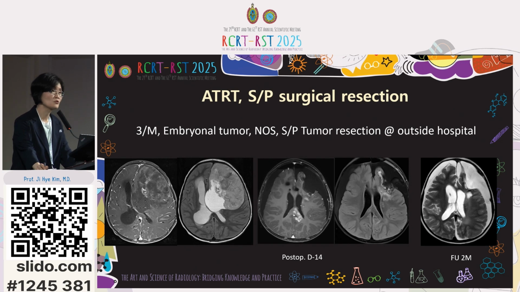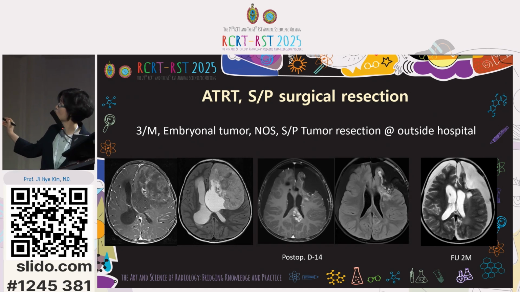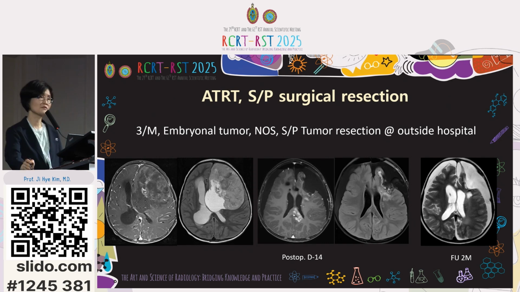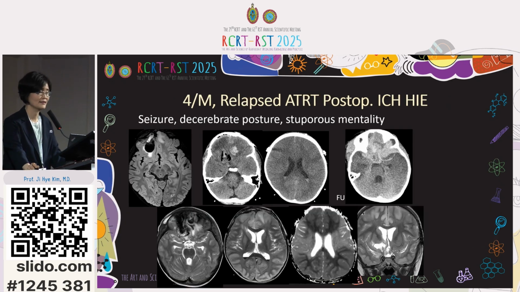The embryonal tumor usually spreads through the CSF space, that is the brain surface and along the ventricular lining. And eventually the follow-up image shows multifocal tissue loss, suggesting parenchymal lesions.